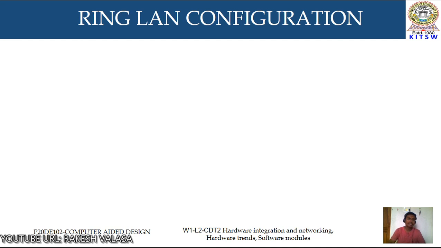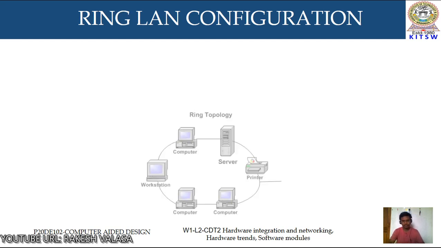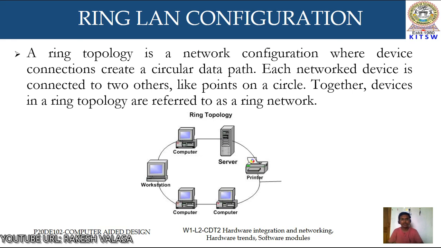The next one is ring LAN configuration. You can see that figure. A ring topology is a network configuration where device connections create a circular data path. Each network device is connected to others like points on a circle. You can see here this workstation is connected to these two computers, and it makes one circular path. Together, devices in a ring topology are referred to as a ring network.